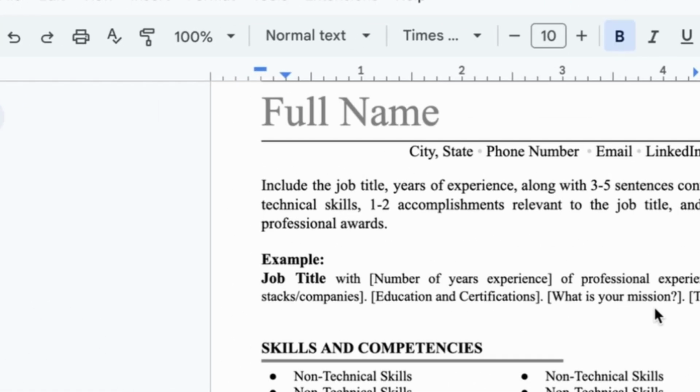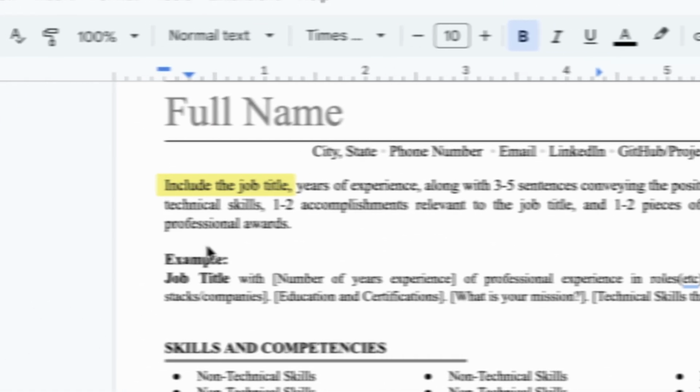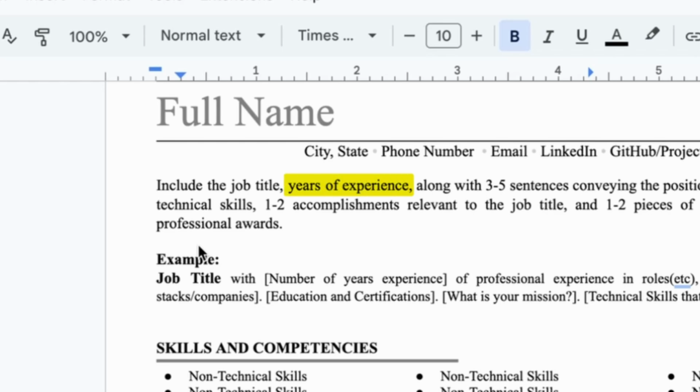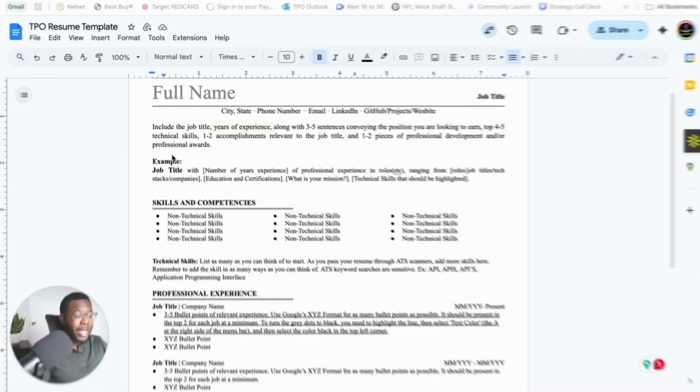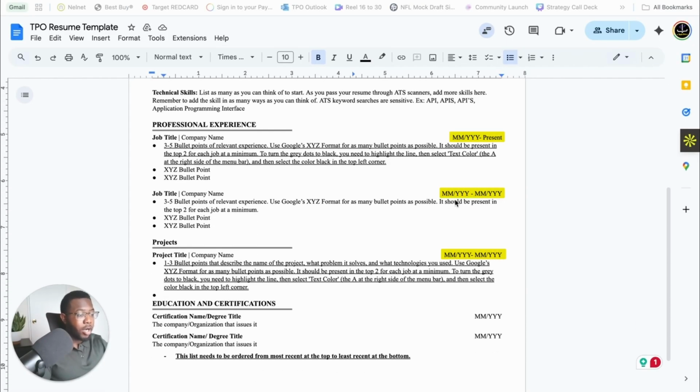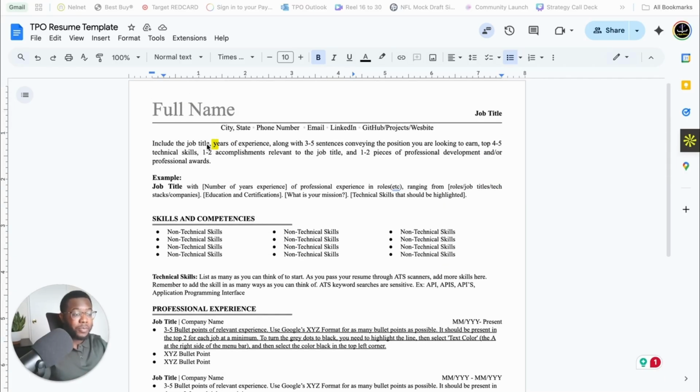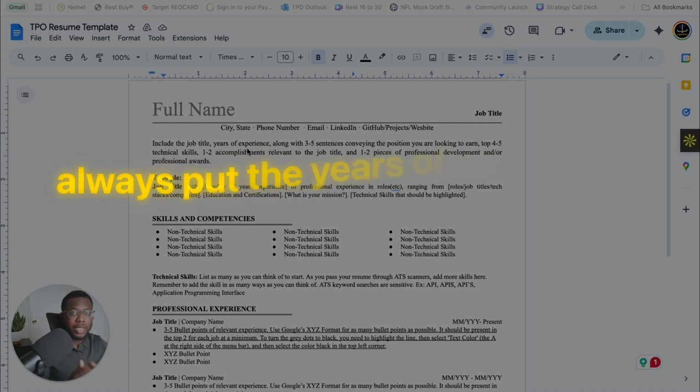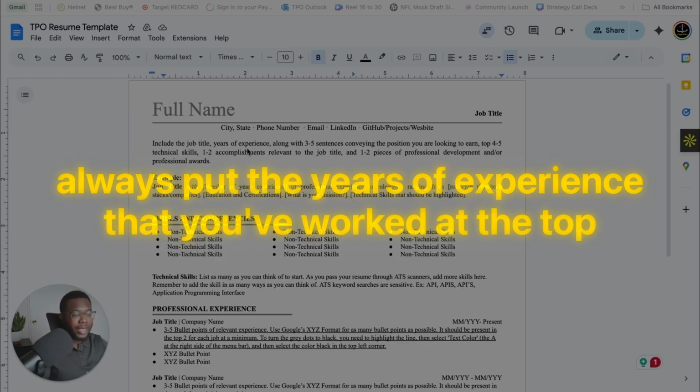The correct way to write your summary is to make sure you include the job title once again. You want to put the years of experience that you work. That is really important, because it's kind of hard sometimes to do the math on the amount of years of experience, and that takes the recruiters a few seconds of processing time. But if you have the years of experience right here, especially if it's hitting the requirements of the job description or more, you qualify yourself that much faster. So always put the years of experience that you've worked at the top.